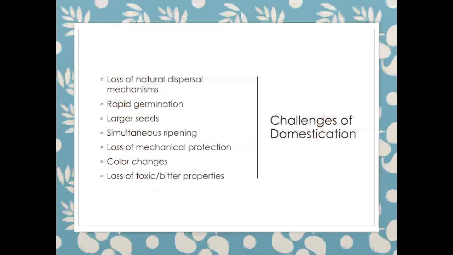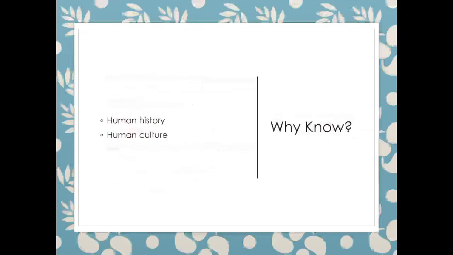But we also don't want the plants to have toxic or bitter properties. But those plants developed those things so that herbivores didn't like them. So when we take that stuff away, then sometimes that's better tasting to insects or animals. And so we have more problems with those. So we know there are some challenges of domestication.